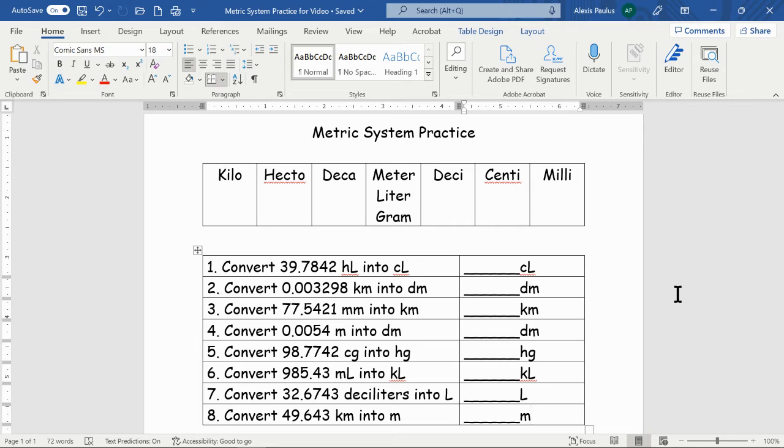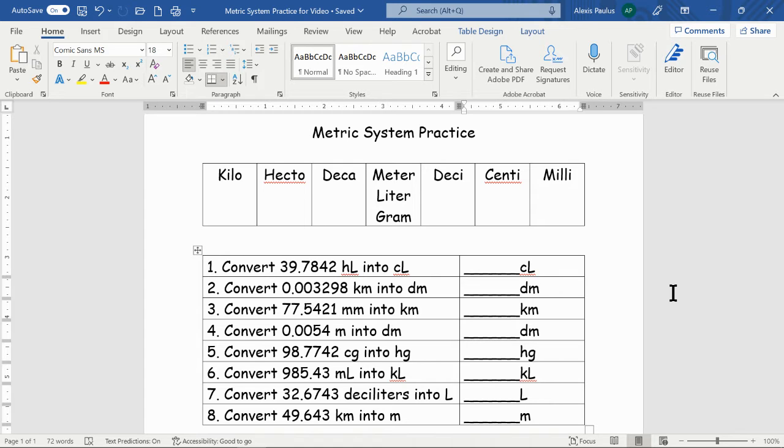The purpose of this video is to give you an opportunity to get some practice and some explanation with the metric system. You should have this handout. It'll look a little bit different than the one I'm using, as I have modified that handout for video purposes.